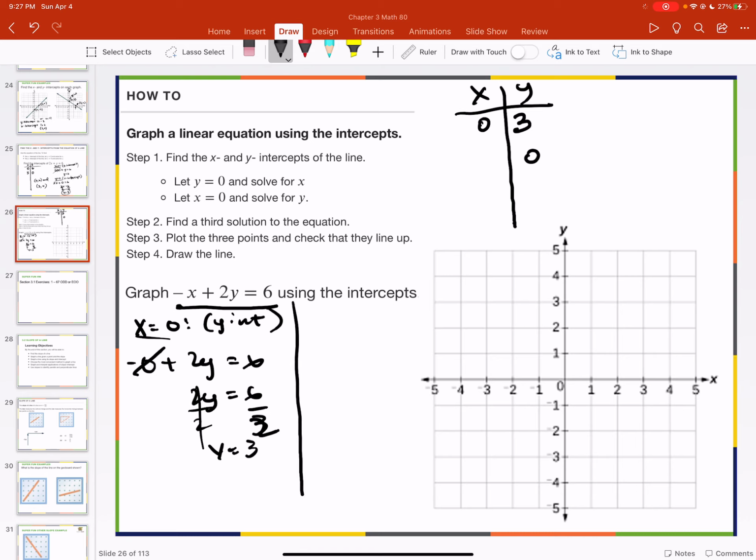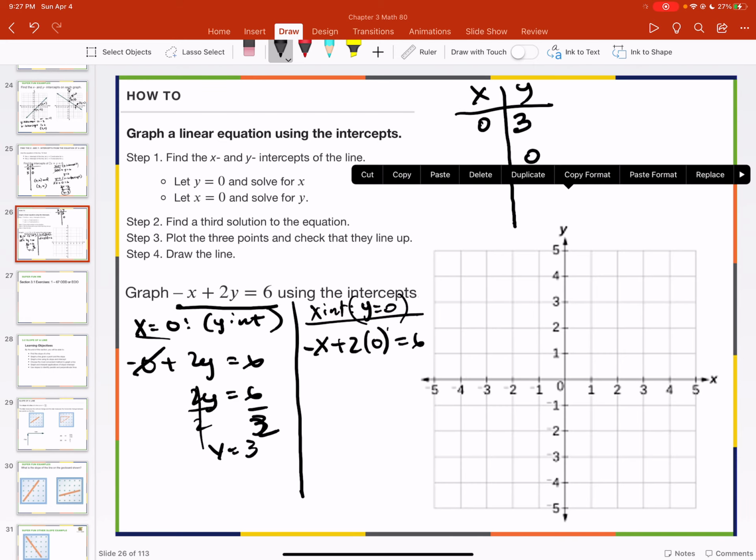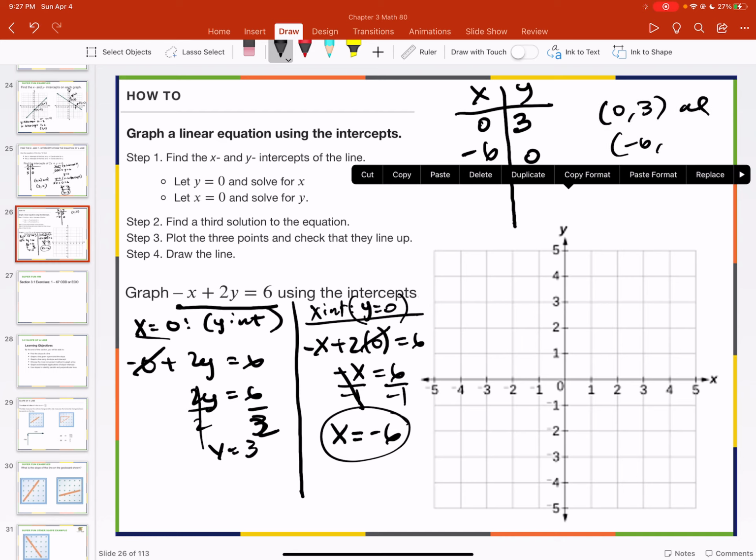And then to find the x-intercept, I let y equal 0. So negative x plus 2 times 0 is equal to 6. This becomes 0, so negative x is equal to 6. Divide by negative 1 to get rid of it. So then you get x is equal to negative 6. So that goes over here, negative 6. Now we have the points 0, 3, and negative 6, 0.